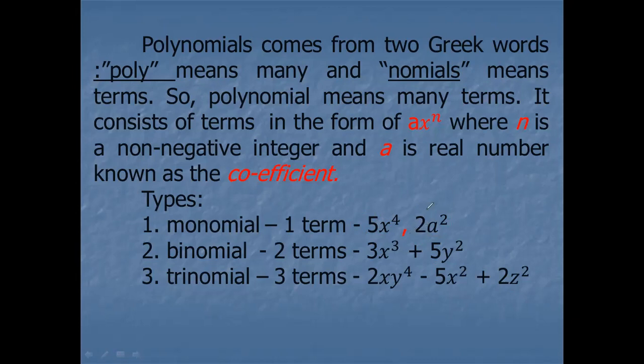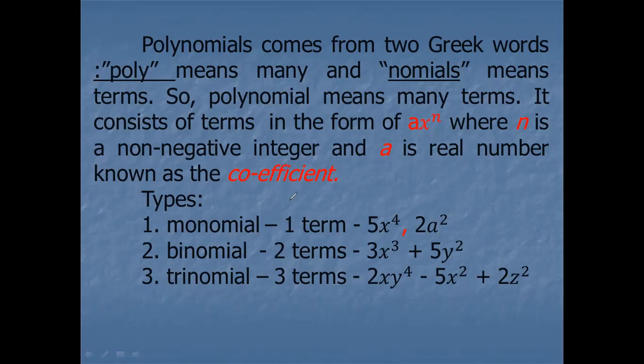Again, the number is the coefficient, the letter is the variable, and we have the power, which should be a positive power, not negative, because if negative, then that is not a polynomial. We will have that one in another subject. So all powers should be positive in this topic.